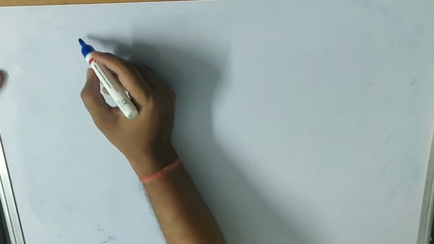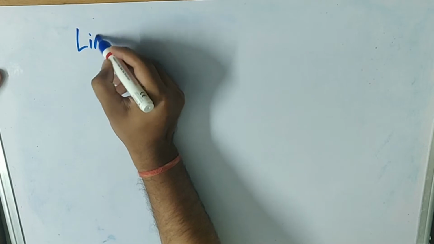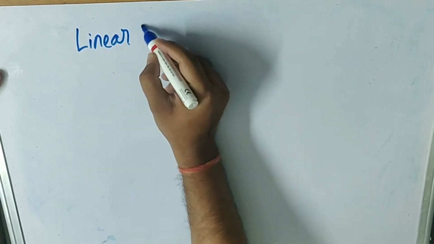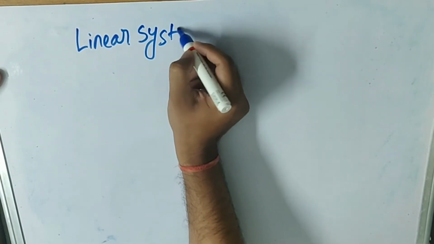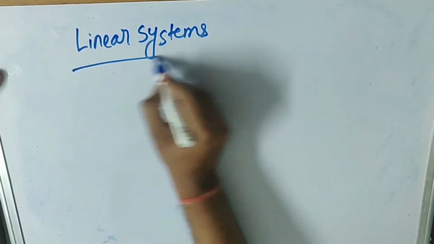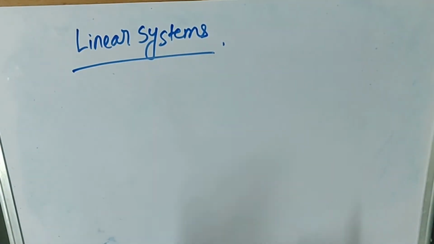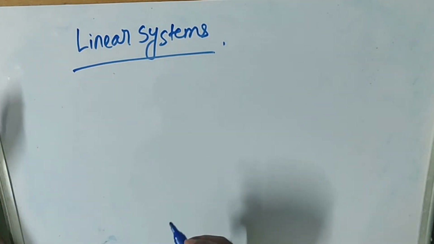Now we will study about the linear systems. First of all, linear systems follow the principle of superposition. And we can decompose the principle of superposition in two steps.